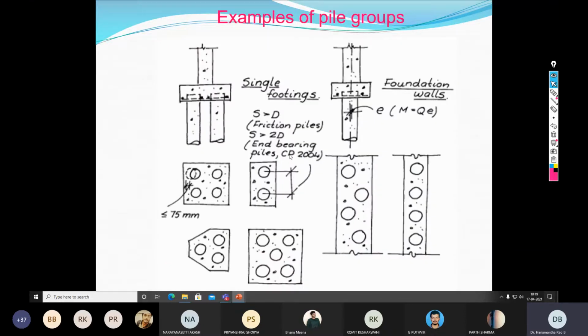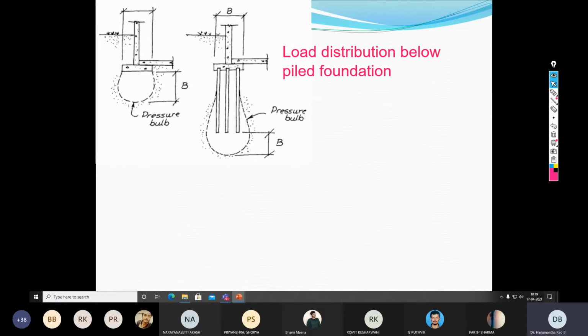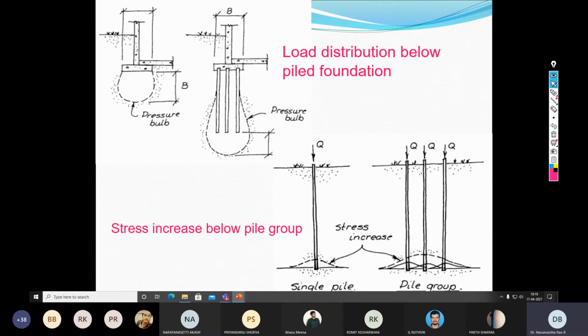Then these are the possible pile group geometries. A pile group may contain 2, 3, 4, 5, 6 or any number. We can go up to 16, 25. Then we also try to understand how the load distribution takes place when you use the shallow foundation or a single pile or a pile group.